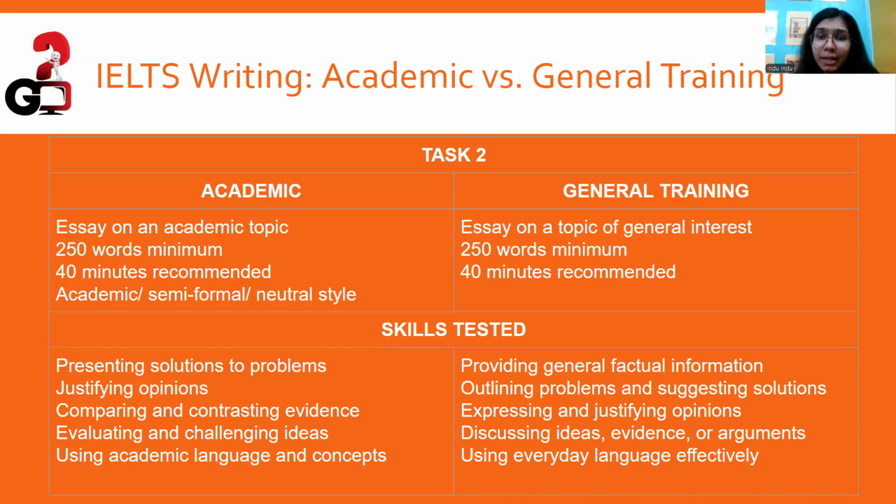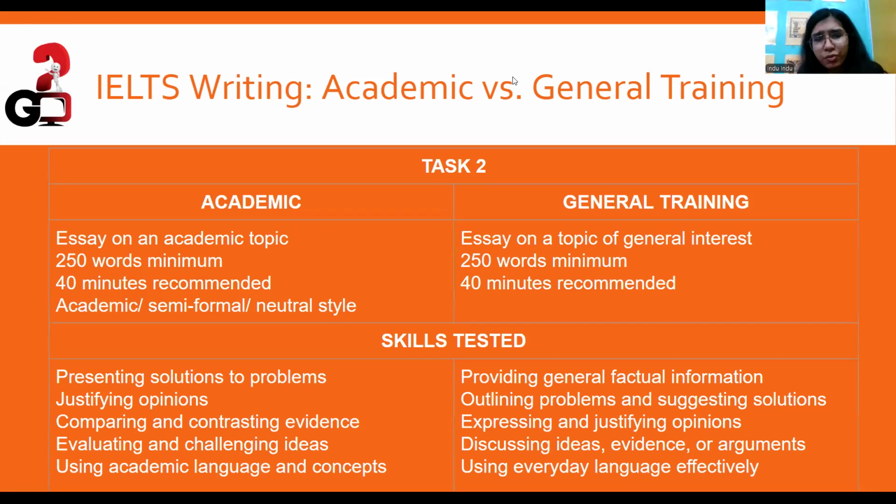Moving on to task 2, the academic version requires you to write an essay on an academic topic. You will need to write at least 250 words in about 40 minutes, maintaining an academic or semi-formal style throughout. The general training task 2 is similar in structure. You'll have to write an essay on a topic of general interest, right? So you'll be aiming to write at least 250 words in about 40 minutes. The style here should be semi-formal.